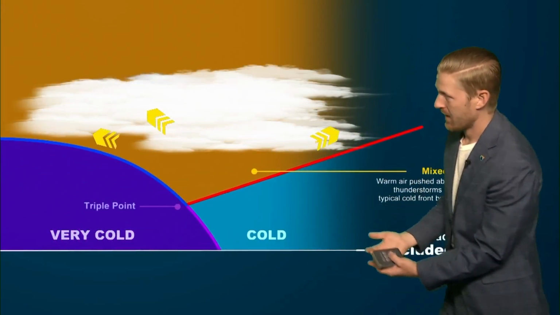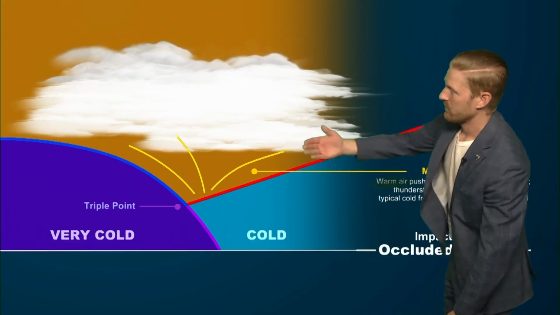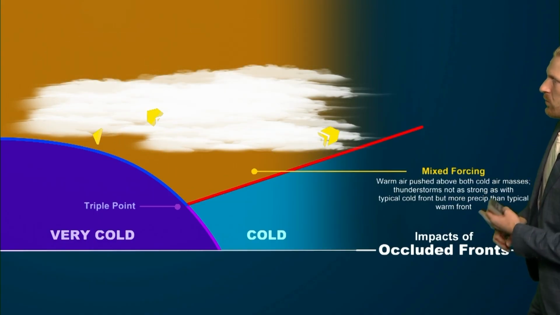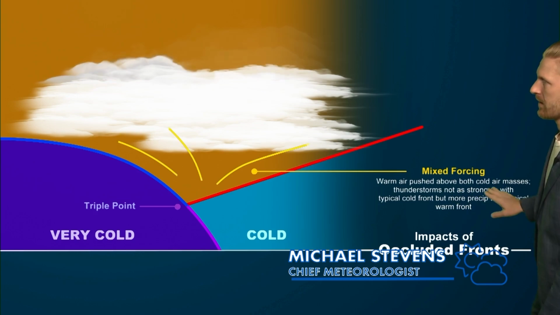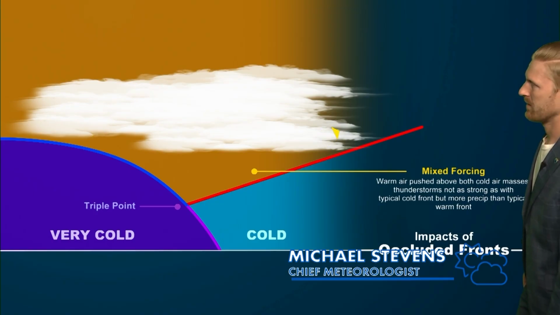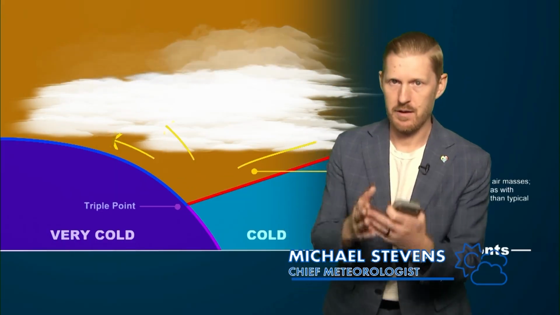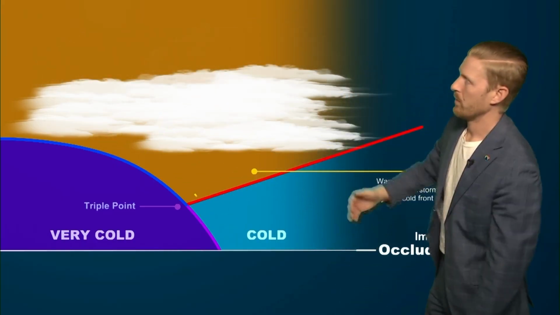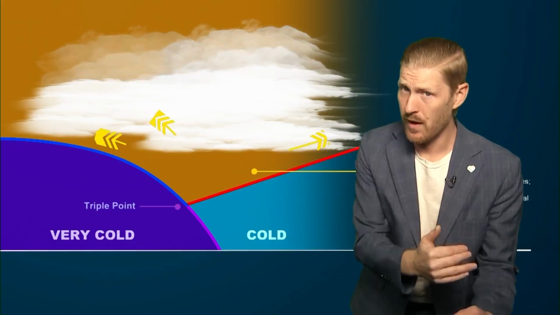What can you see out of an occluded front? Well, just like that triple point that we showed you, what you can see is warm air pushed above both cold air masses, and the thunderstorms will develop. You'll see that thunderstorm activity like a typical cold front, but more precip than a typical warm front. And that's because you're dealing with one front rather than two different fronts. So what you're seeing at that triple point is that warm air rising. You'll tend to see more just rainy conditions with this rather than severe weather.